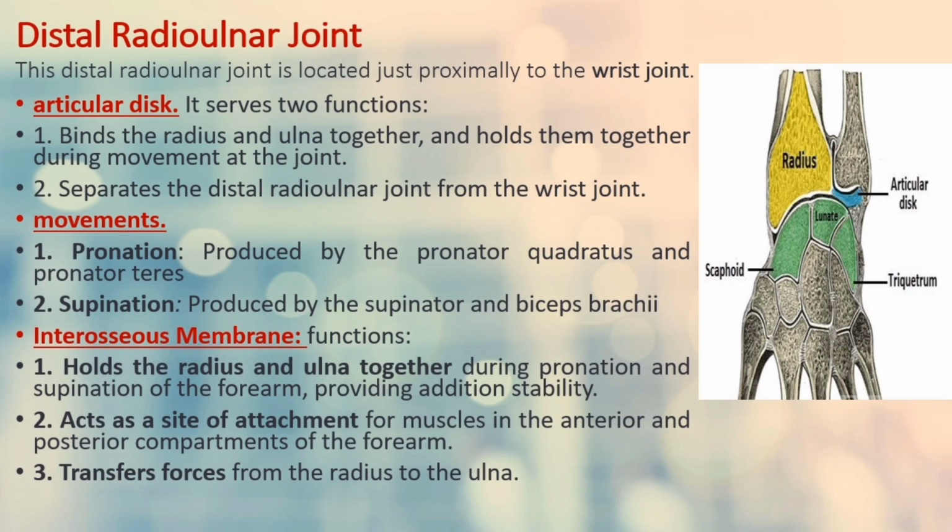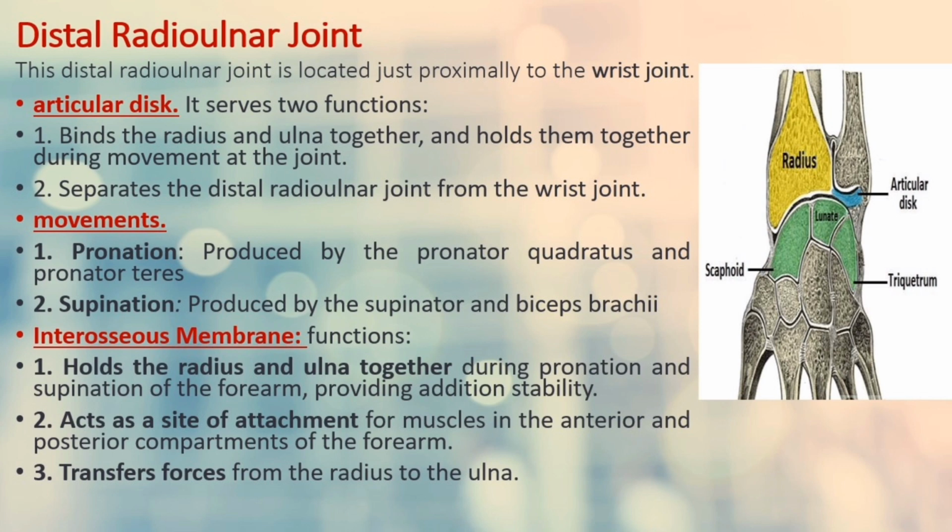Like the proximal radio-ulnar joint, this is a pivot joint, allowing for pronation and supination. The ulnar notch of the radius slides anteriorly over the head of the ulna during such movements. Pronation, produced by the pronator quadratus and pronator teres. Supination, produced by the supinator and biceps brachii.